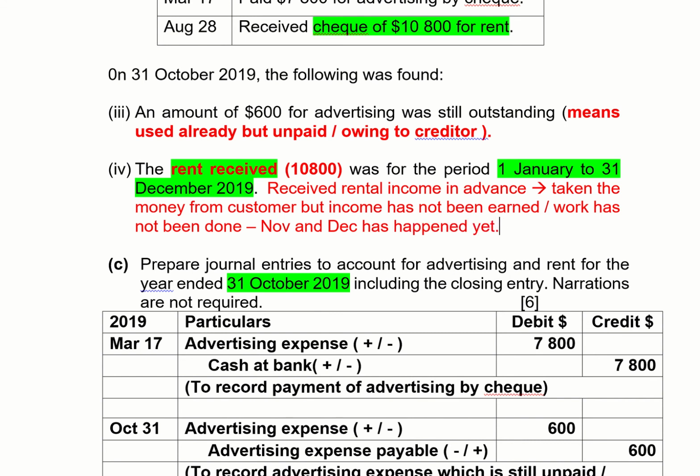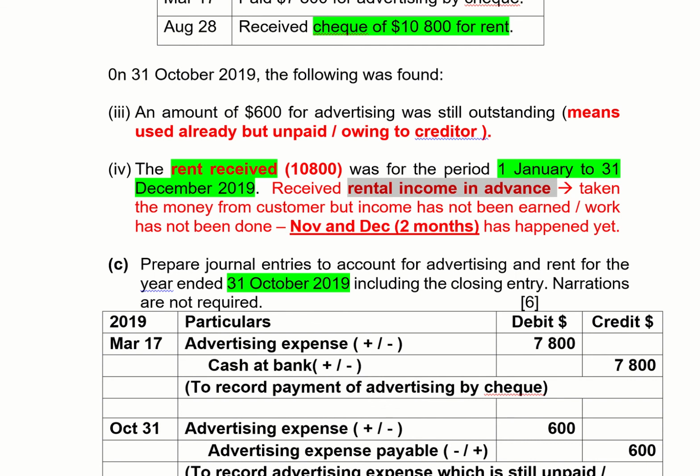You have to take note that the year end is 31st of October. Now, if November and December has not happened yet, how many months is this? This is actually 2 months. November, December have not happened yet. And since November and December have not happened yet, this is actually rental income received in advance.